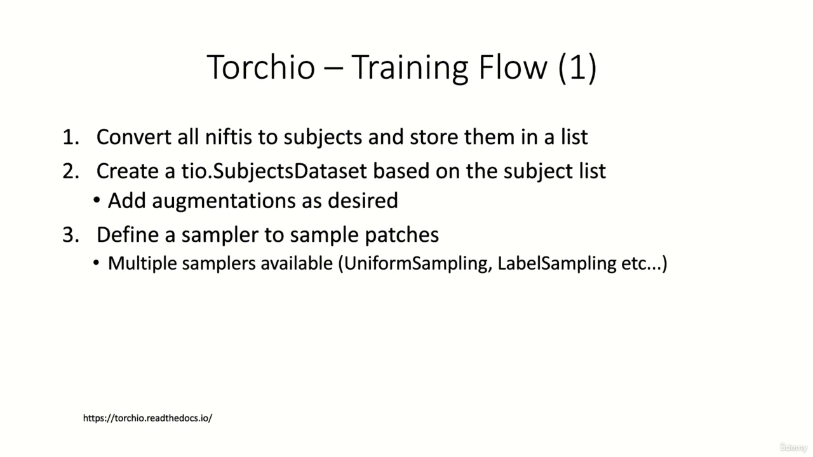TorchIO provides multiple samplers. As an example, the uniform sampler, which simply draws patches at random, or a label sampler, which draws patches according to probabilities. You can use the label sampler to make sure that e.g. 50% of all patches contain a tumor or 30% of all patches contain the liver. The label sampler basically implements oversampling. This of course only works if a segmentation mask is available.